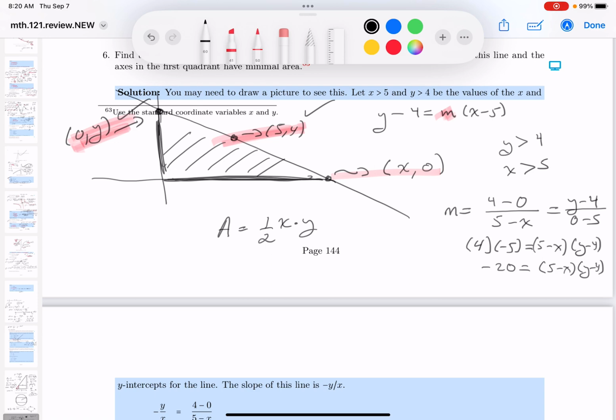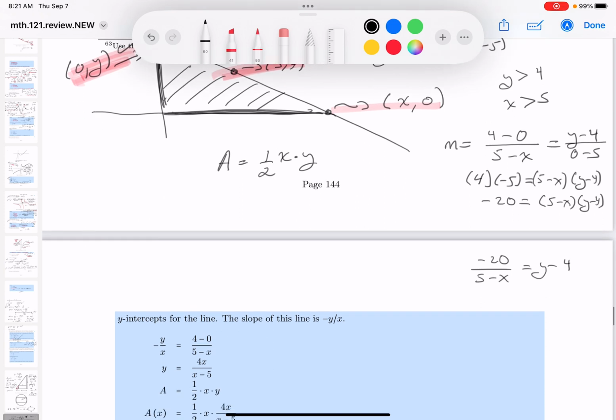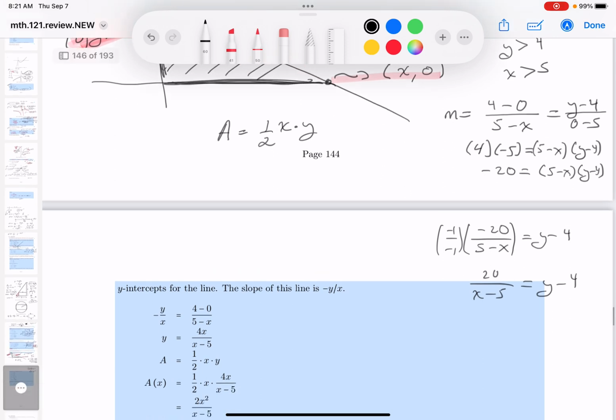And what do you get there? Minus 20 over 5 minus x is equal to y minus 4. All right? What I'm going to do here, because it looks strange to me, I'm going to multiply top and bottom by minus 1. What do you get? 20 over x minus 5. And what do you get over here? Y minus 4. I'm still trying to solve for y. What I'm going to do, add 4 to both sides.